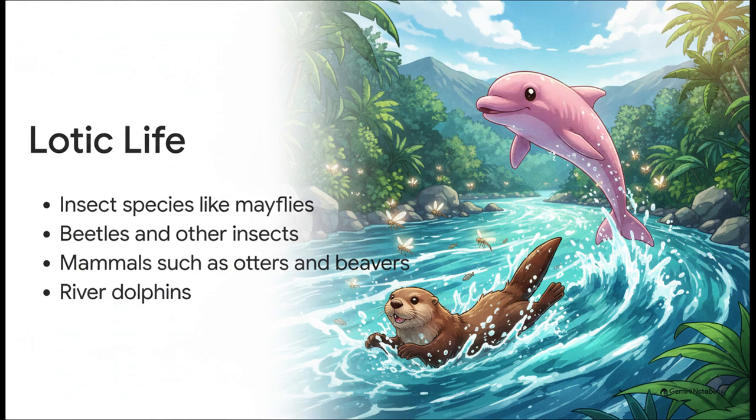Let's move on and see how this builds when we introduce a current. Here we have lotic life, the flowing water of streams and rivers. So we're contrasting those still water reptiles from a moment ago with creatures that are entirely adapted to constant movement. You'll find active insect species like mayflies and beetles alongside these highly active swimming mammals. Think otters, beavers, and river dolphins. They literally rely on the rush of the river to hunt and survive.